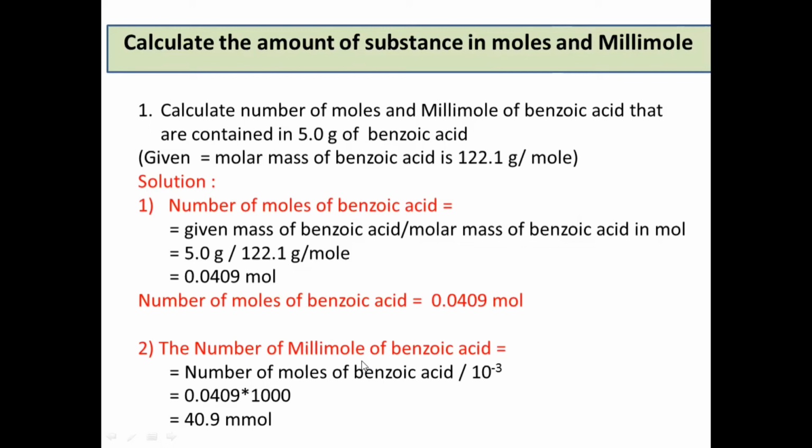In the second step, we will calculate the number of millimoles of benzoic acid. What is the formula? Number of millimoles equals number of moles of benzoic acid divided by 10 raised to minus 3. The number of moles of benzoic acid we have already calculated, that is 0.0409. This factor goes to the upper side and is multiplied by 0.0409. So the answer is 40.9 millimoles. So 5.0 gram contains 40.9 millimoles of benzoic acid.